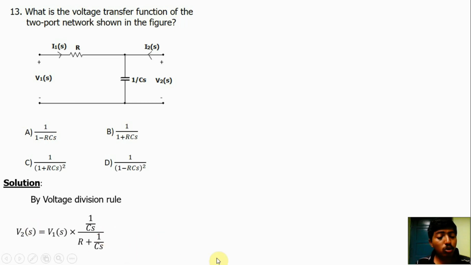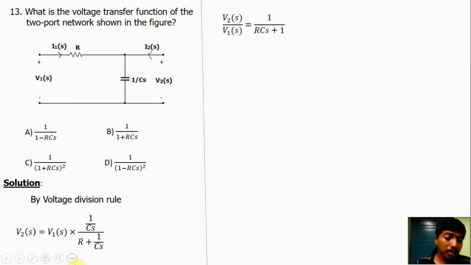Okay, this is the voltage division rule formula. We have to find V2 by V1. V2 by V1 is equal to 1 by RCs plus 1. So option B is correct. Okay.